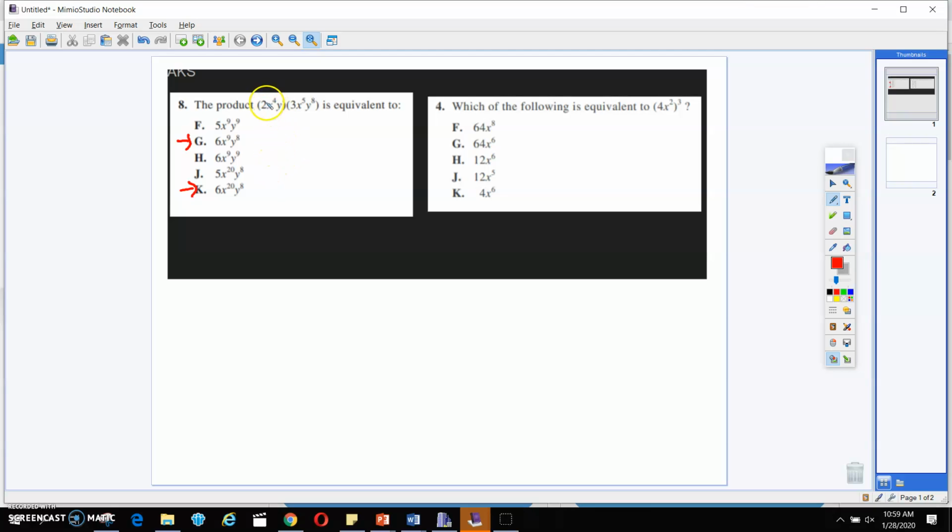is going to be on your SAT. So the first thing that we're going to notice is 2 times 3. What is that going to give us? 6. Okay, so it's definitely not going to be J or F.